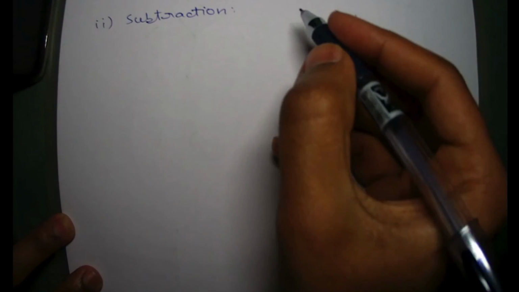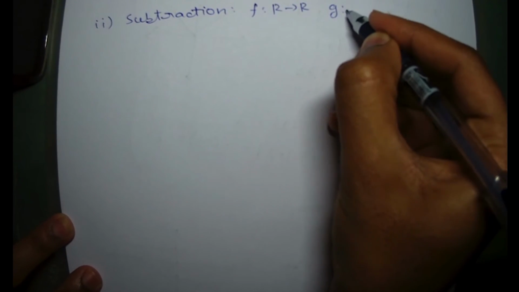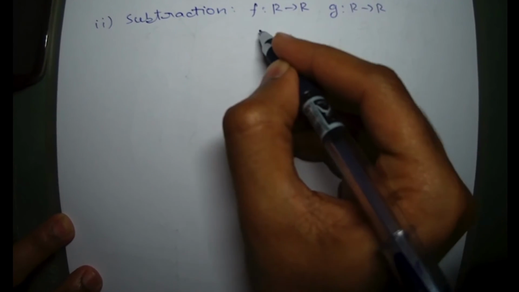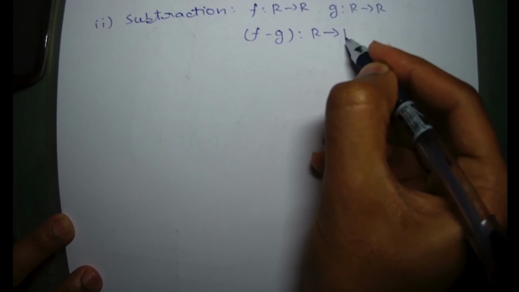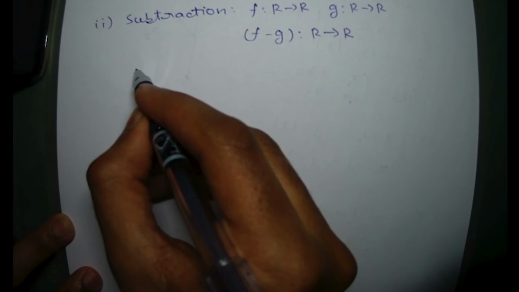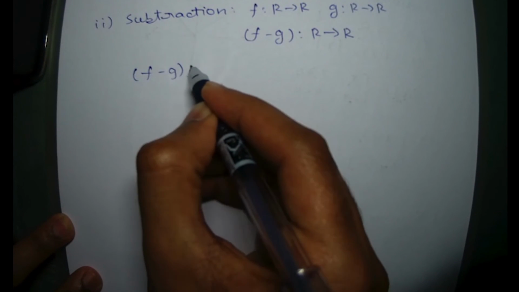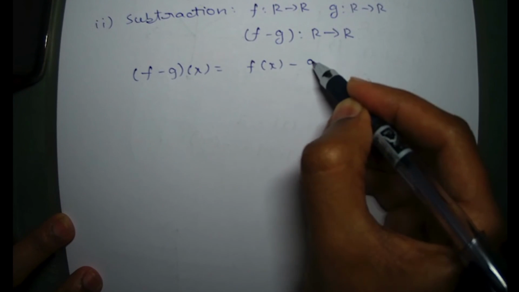So the next operation is subtraction. Again, similar to addition, the function f should be defined in real numbers, the function g should be defined in real numbers, and the difference of the two functions, f minus g, should also be defined in real numbers. If all these three conditions are satisfied, then we can say that f minus g of x is equal to f of x minus g of x.